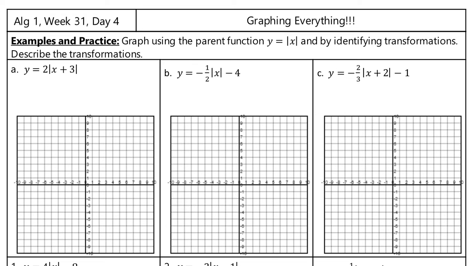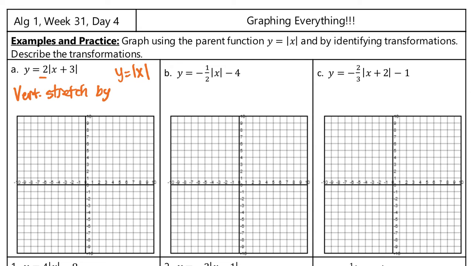So also, if you're having trouble with this, an idea I have of how you might be able to fix that a little bit is get on Desmos and put in y equals the absolute value of x, and then start adding these numbers in and see what they do. If you just put a 2 in front, you'll see that it makes it vertically go up faster. So it's a vertical stretch.